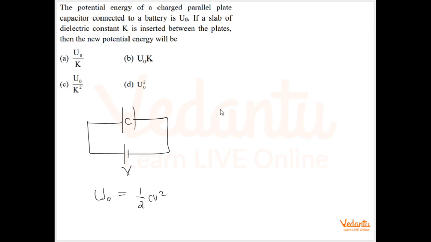Now there is a slab of dielectric constant K inserted in between the plates. So beta, in that case the new capacitance will just become K times C. And now you have to calculate the new potential energy stored.